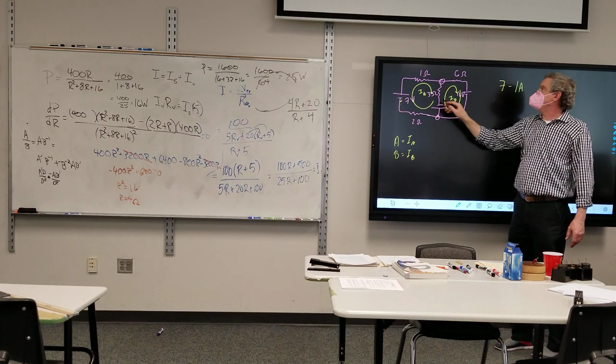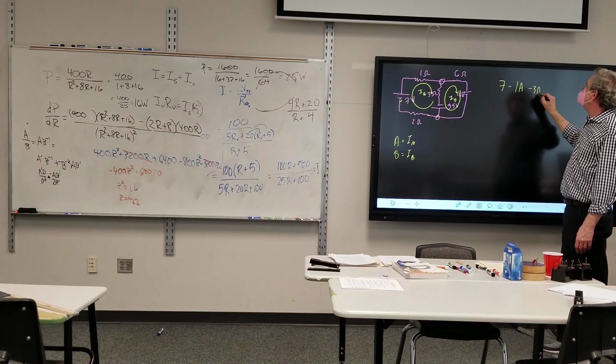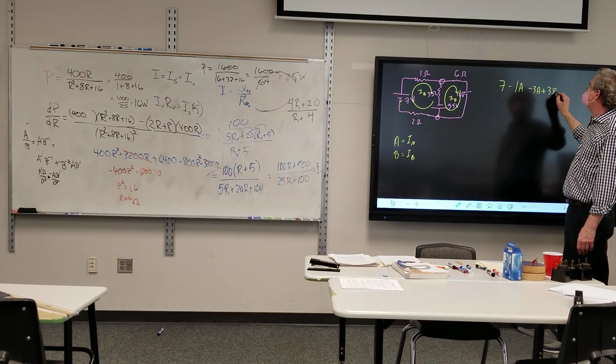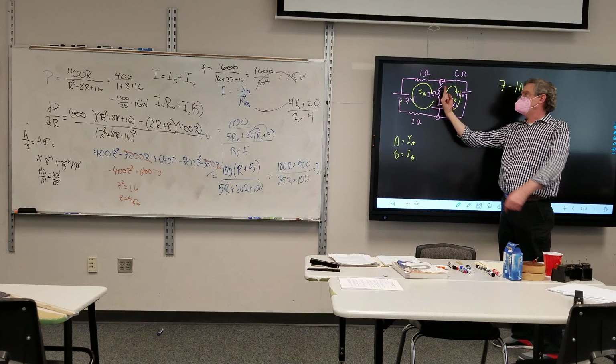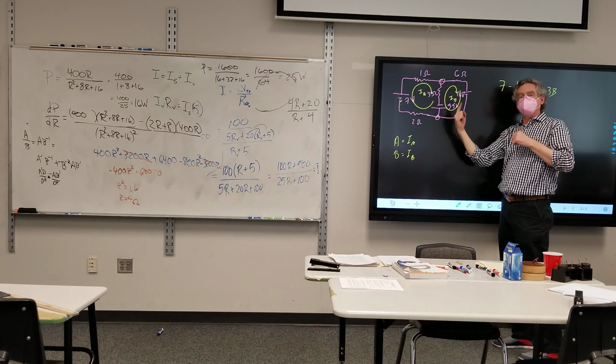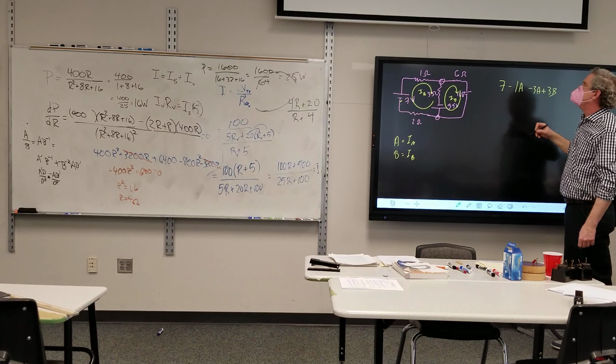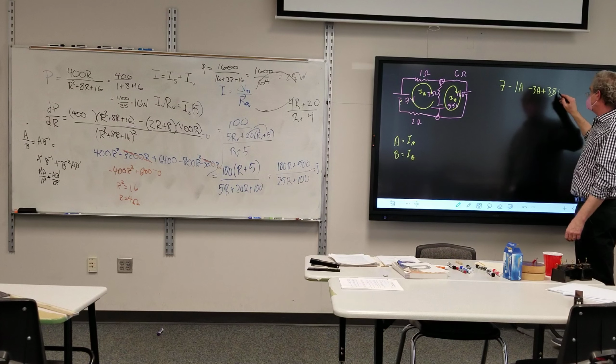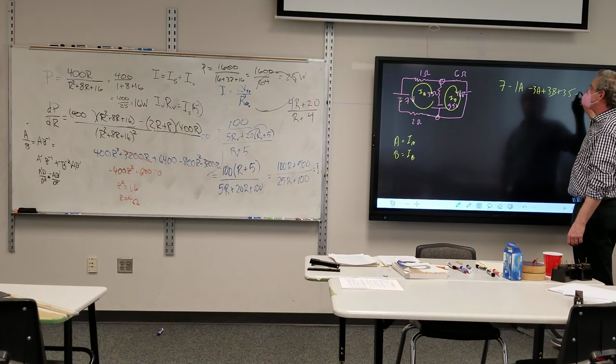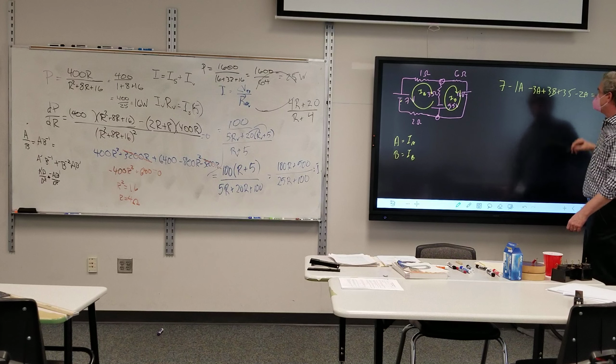Now across the middle one here, minus 3A plus 3B, because B is going up, and if I'm going against the current, think about it, you're moving uphill. So you gain. Cross that battery, plus 35 minus 2A equals 0.